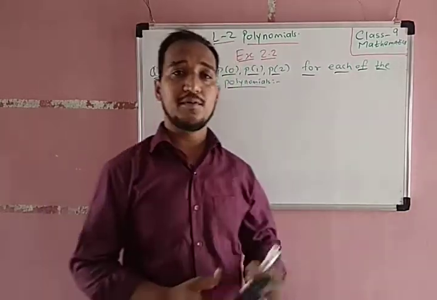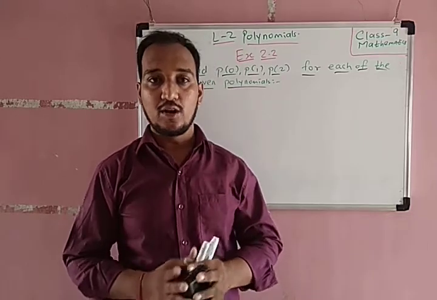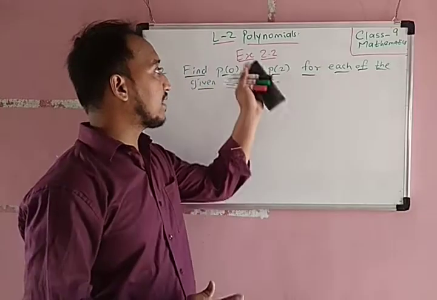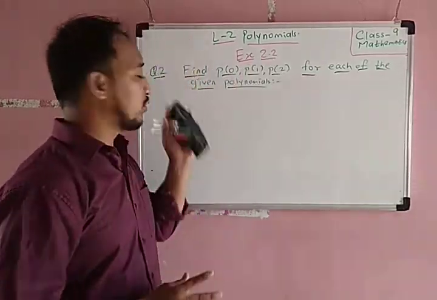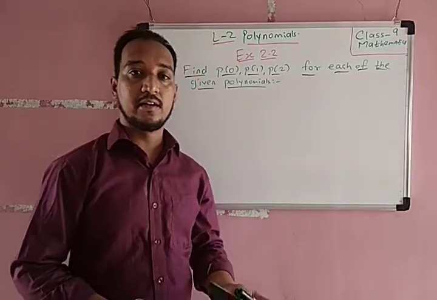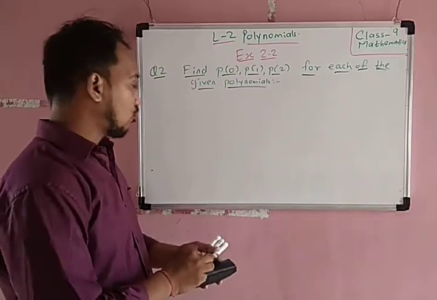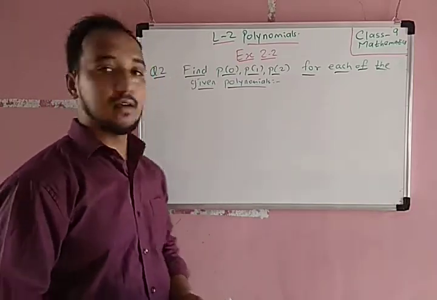In the previous video we studied how to find zeros and the value of a polynomial. On the basis of that, we will start today's exercise 2.2. Question 1 was given as homework in the previous video. Question 2: find p of 0, p of 1, p of 2 for each of the given polynomials.